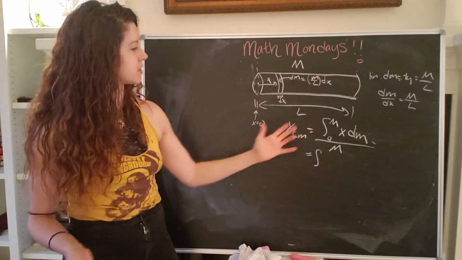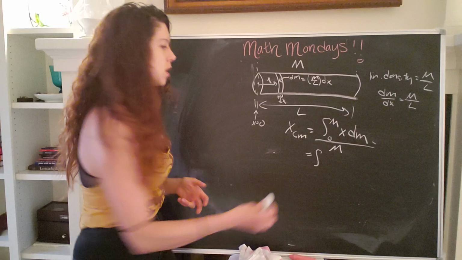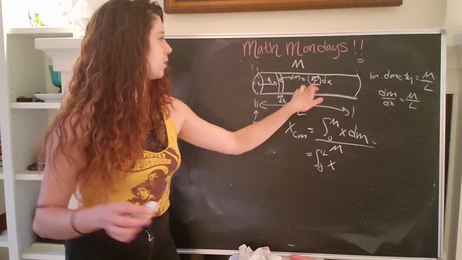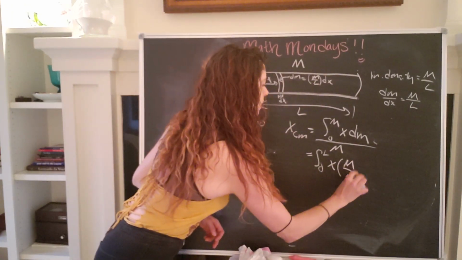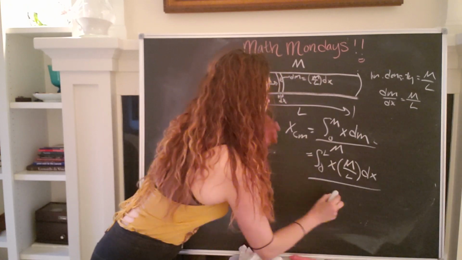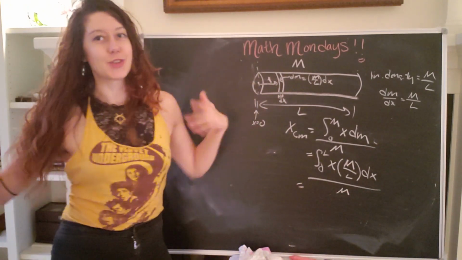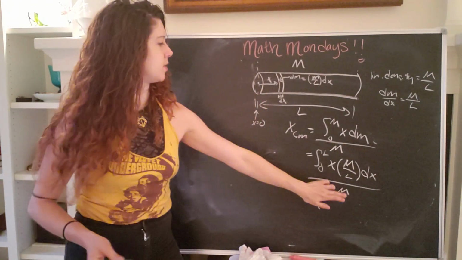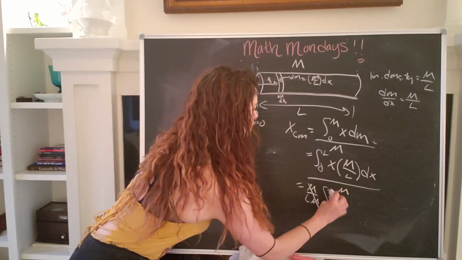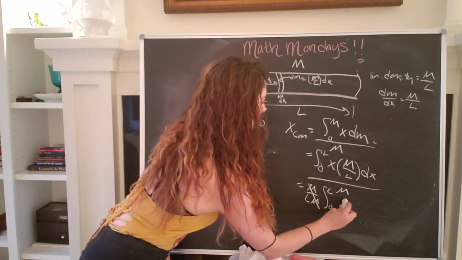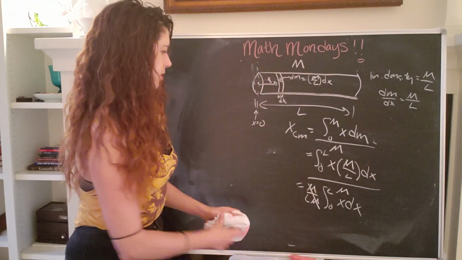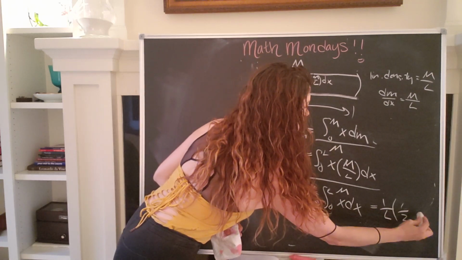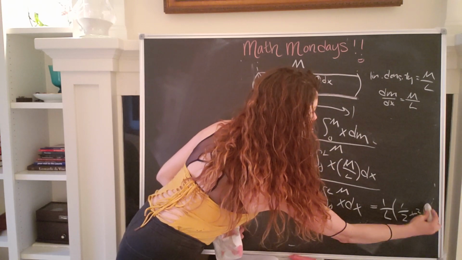But we also have to change our limits, right? Because now all of a sudden we're not integrating over the mass of the object, we're integrating over the whole length of the object. So x stays the same, and we substitute in for dm, m over l times dx, and then we still divide by m. And so now we can actually do the integral. So we pull out m over l, we get to cancel this m with that m. We're integrating from 0 to l of x times dx. And so then what we get is 1 over l times 1/2 x squared from 0 to l.